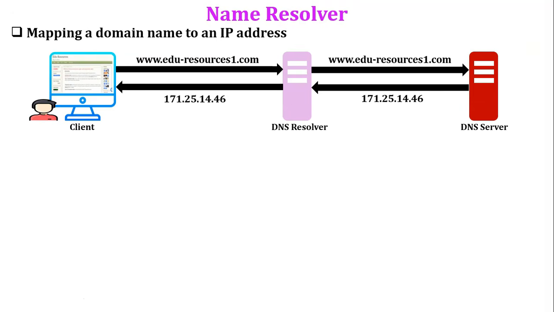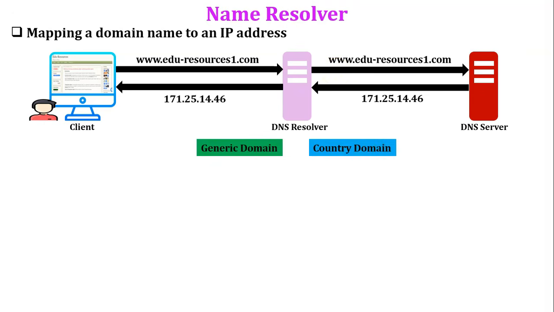We all know that there are three types of domain connected to the DNS root node. The first one is generic domain, the second one is country domain, and the third one is inverse domain. So in this mapping technique, the DNS server maps a domain name to an IP address, using either the generic domain or the country domain.